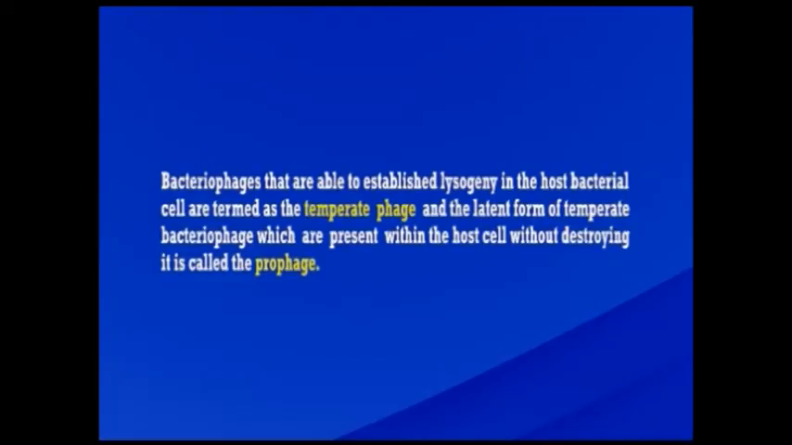So lysogeny is one of the two alternative life cycles of a virus that has infected a cell. It attaches itself to the host DNA, acts like an inert segment of the DNA, and replicates when the host cell divides. Bacteriophages that are able to establish lysogeny in the host bacterial cell are termed temperate phage, and the form of the temperate bacteriophage which is present within the host cell without destroying it is called the prophage.